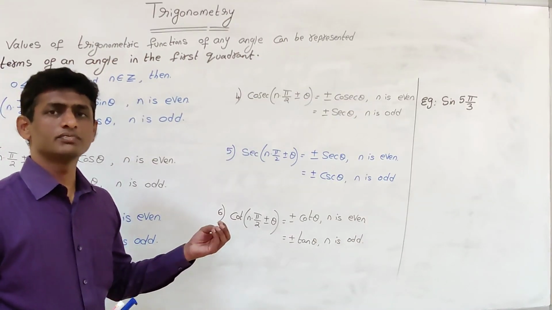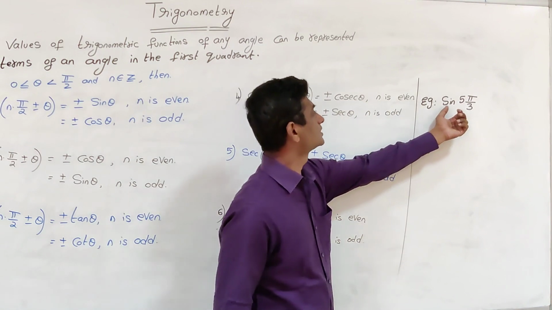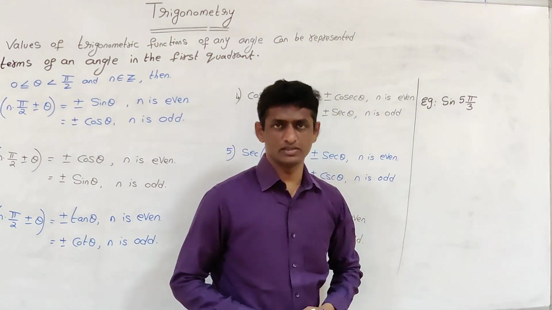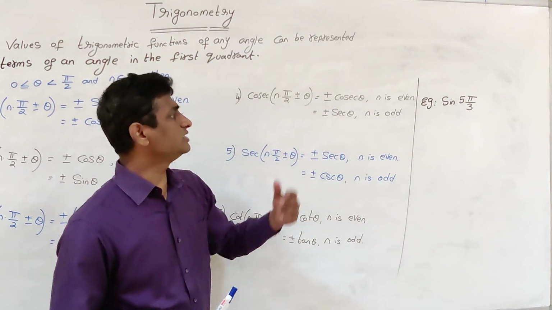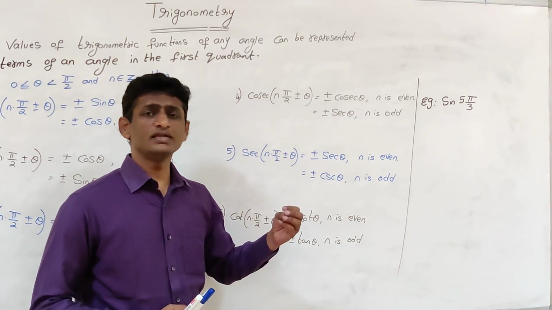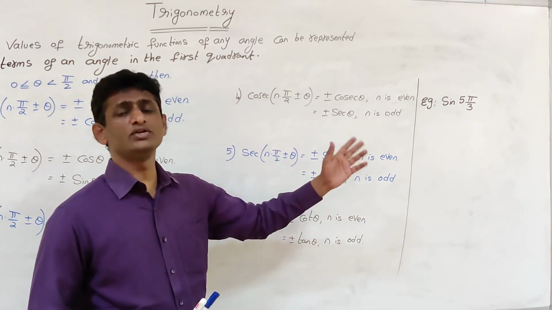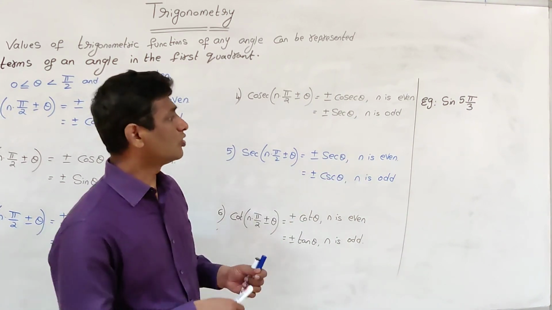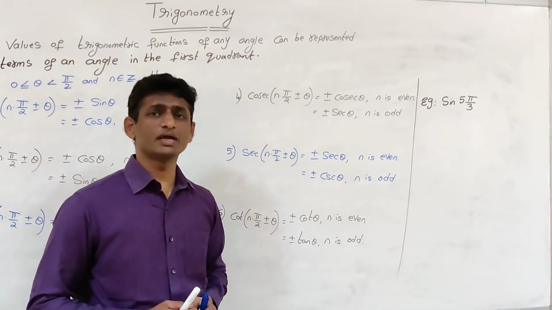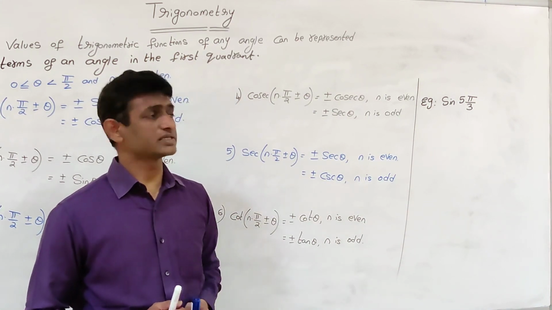So let's see some problems. For example, sine 5 times pi by 3. Pi by 3 means it is 60 degrees. 60 into 5 is 300 degrees. So what is the trigonometric ratio, or what is the value of sine 5 pi by 3?